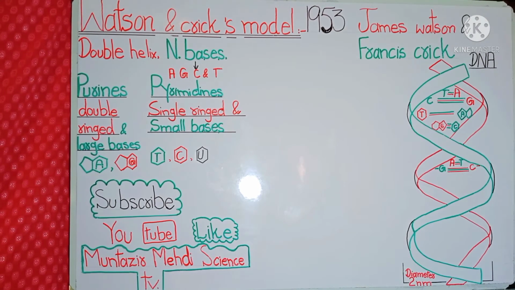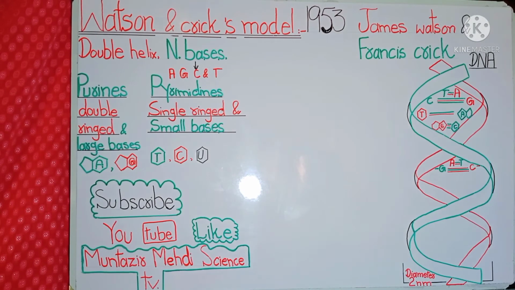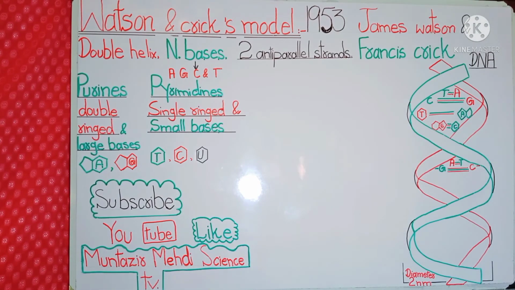So due to the presence of these hydrogen bonds, as two hydrogen bonds are present between adenine and thymine and three hydrogen bonds are present between guanine and cytosine, the double helix DNA molecule is stabilized as a duplex. This duplex of DNA molecule is composed of two antiparallel strands. One strand is running from 5 prime to 3 prime and the other strand is running from 3 prime to 5 prime. From the earlier discussion, we conclude that a duplex of DNA molecule is composed of two strands.